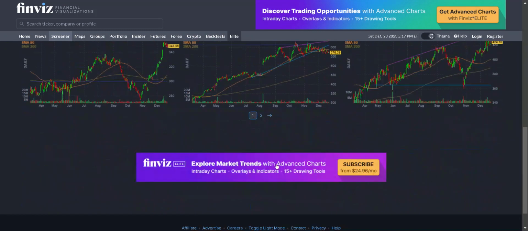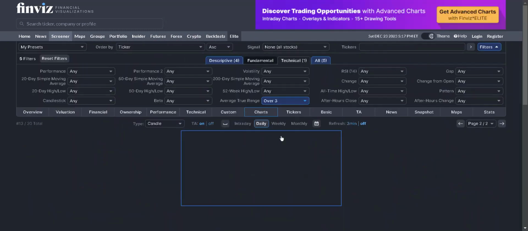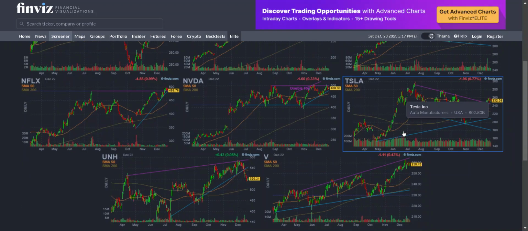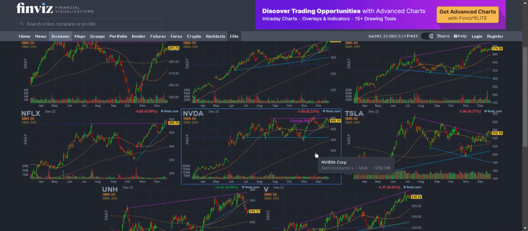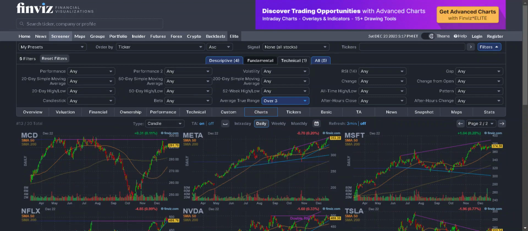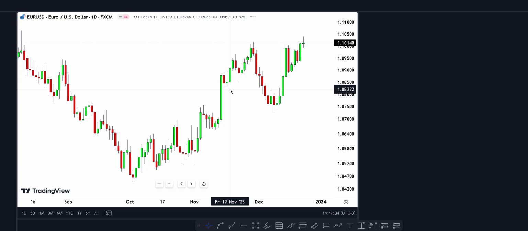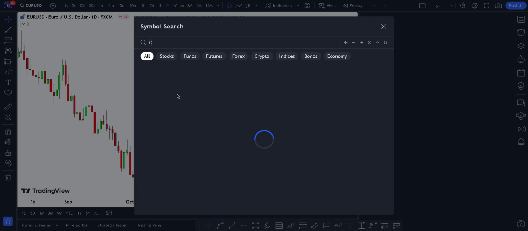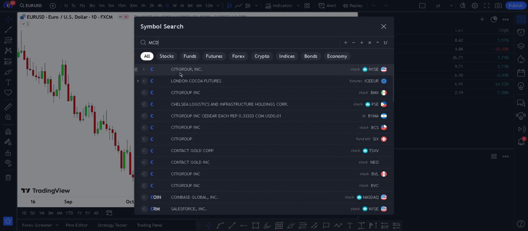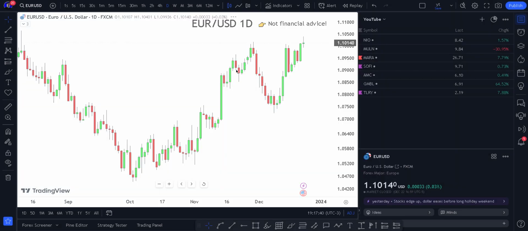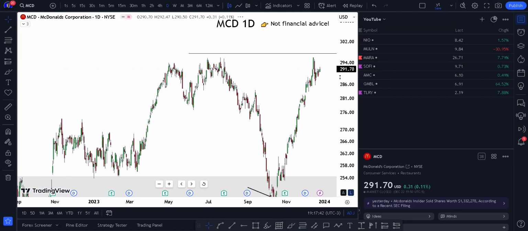Now, let's go ahead and select one. These are all famous stocks, man. Let's check out MCD, McDonald's. Go to my next layout. MCD, McDonald's, good for day trading.